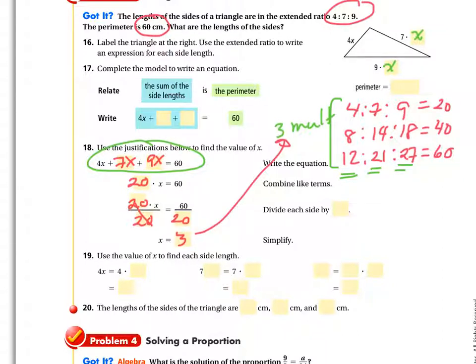So if I multiply 4 times 3, I get that 12. If I multiply 7 times 3, oh, wait a minute, that should be an x, shouldn't it? So if I multiply 7 times x, and my x is a 3, I get my 21. And if I multiply 9x, my 9, and then my x is a 3, we get that 27. And so the lengths of the sides are 12 centimeters, 21 centimeters, and 27 centimeters.